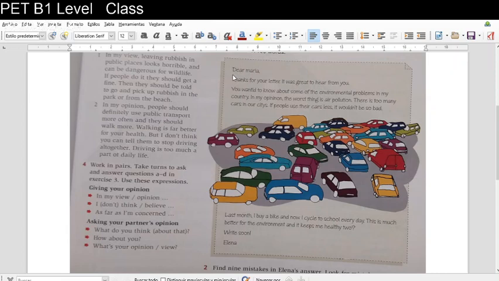Before starting the correction, I would like to deal with this. Always start your email with "Dear," the name of the person, and a comma. And always "thanks for your letter," because you always receive a letter. You have to read the task carefully, and always state what they want you to write. "You wanted to know about some of the environmental problems in my country." Here you introduce what they wanted you to do, and it's very good to start that way.